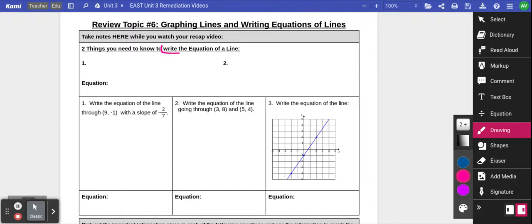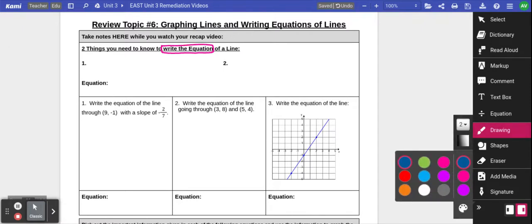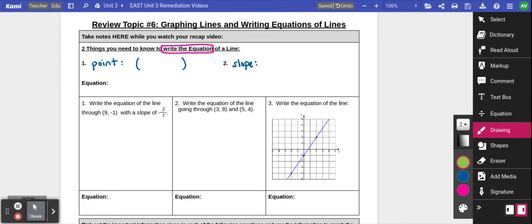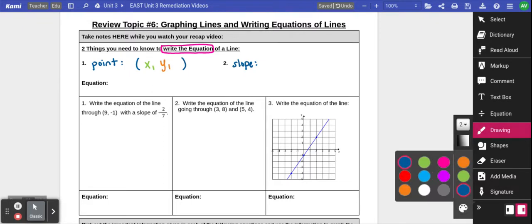There are two things that you need to know if you want to write the equation of a line. The first thing that you need to know is a point that is on the graph. And the second thing you need to know is the slope. Now, when you're identifying a point, there are two pieces of information. There is the x-coordinate of the point, and there is the y-coordinate of the point. And we usually call those x1 and y1 because that's the starting point. So the first x and the first y.